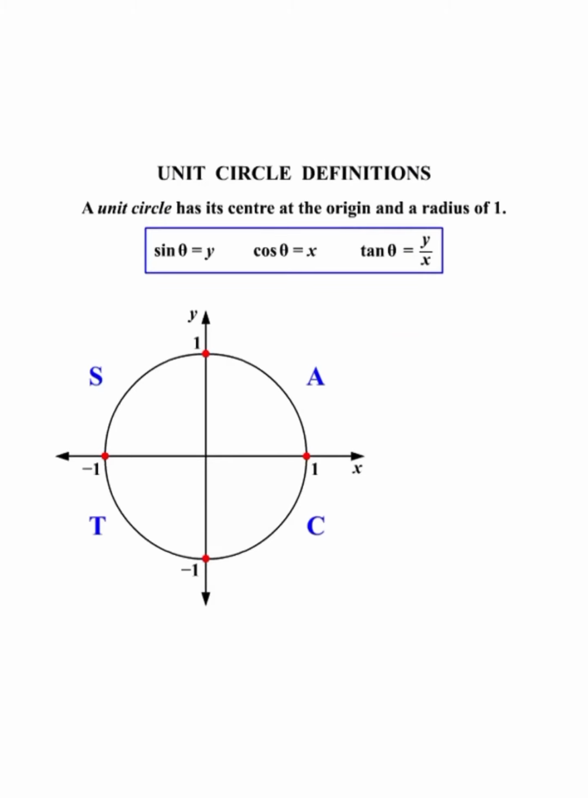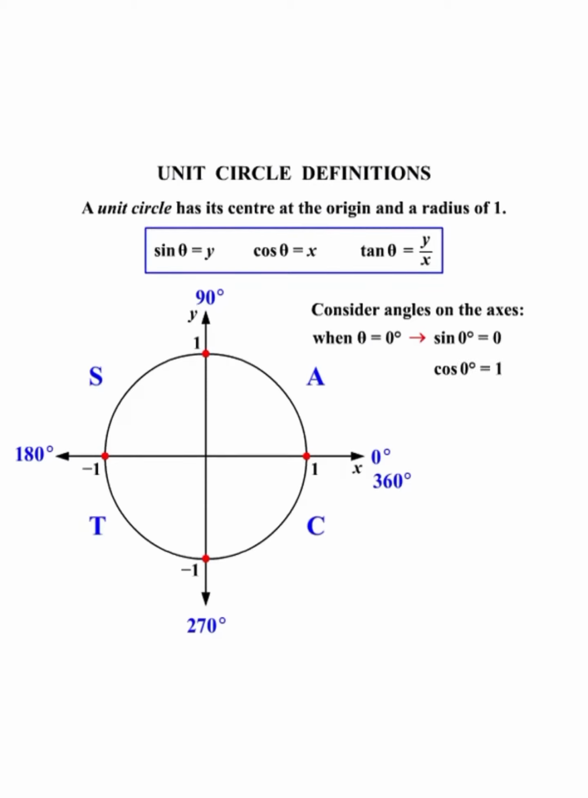Now we're going to consider some special cases here. We'll look at angles that are on the axes. So we'll label our angles on our diagram first of all. 0 degrees over here, up to 90, moving around 180 degrees, 270 degrees and 360 degrees. Now when theta is equal to 0 degrees, sine theta is equal to 0, cos theta is equal to 1 and tan theta is equal to 0. When theta is equal to 90 degrees, sine 90 degrees equals 1, cos of 90 equals 0 and tan of 90 is undefined. Because when we do our y over x we get a 0 in our denominator.